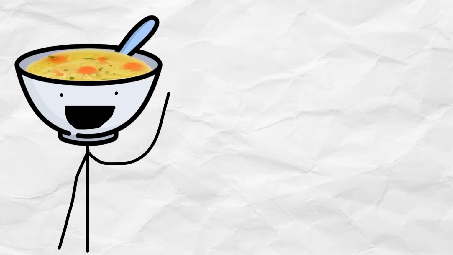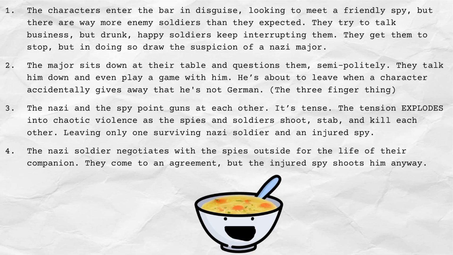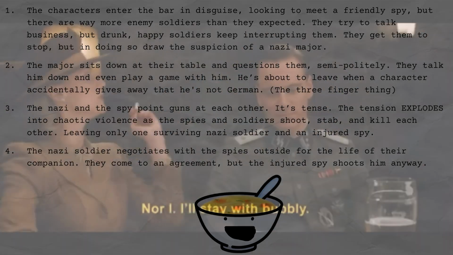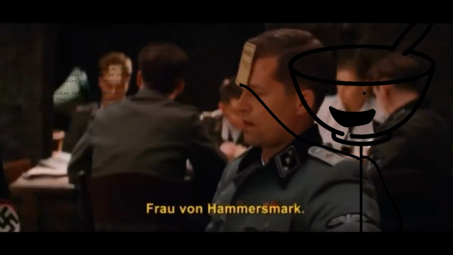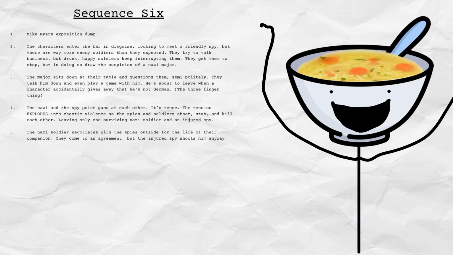Or, if I have a super long scene, like the bar scene in Inglourious Basterds, which everyone should watch by the way, it would look like this. See, that's all one long 20-minute scene, but 4 distinct things happen in it. You add that Mike Myers exposition dump up top, and that's Sequence 6 right there. Let me ask you a question, and be honest. Are you still a cop?